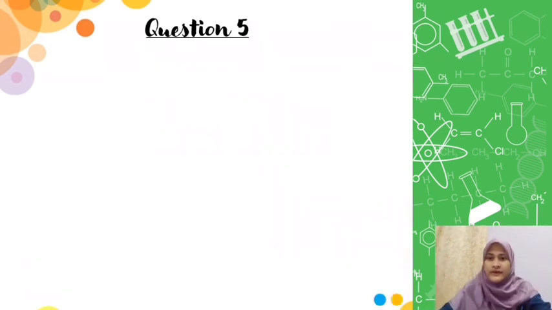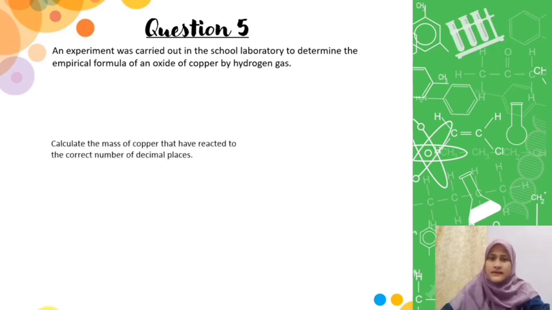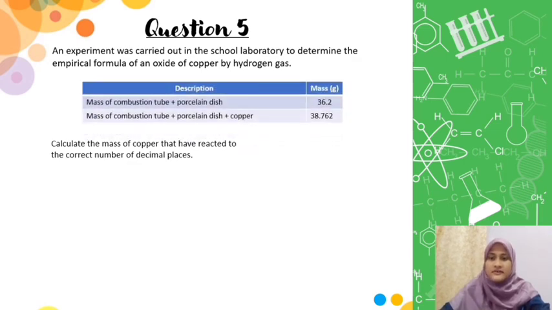For question 5, an experiment was carried out in the school laboratory to determine the empirical formula of an oxide of copper by hydrogen gas. Calculate the mass of copper that has reacted to the correct number of decimal places. There is the list of data that we will use in this table, which consists of the mass of items from every step in the experiment. This type of question we already learned in chemistry form 4.